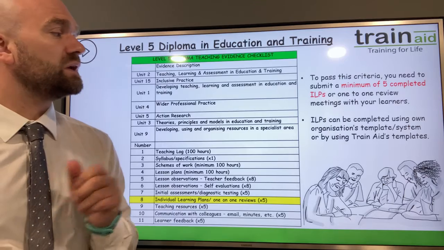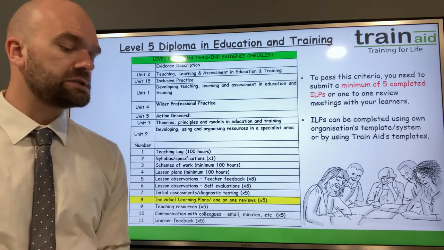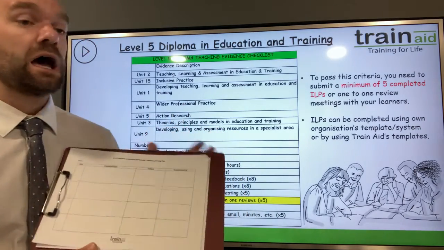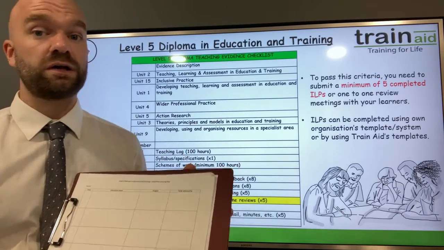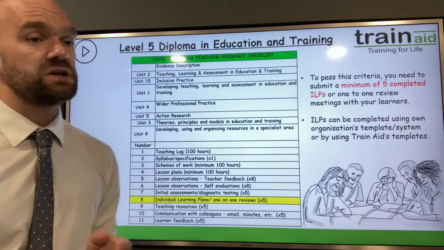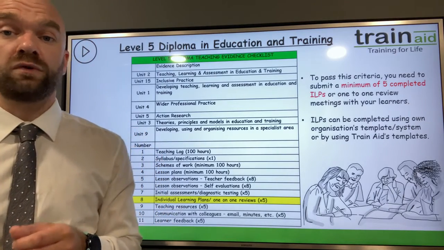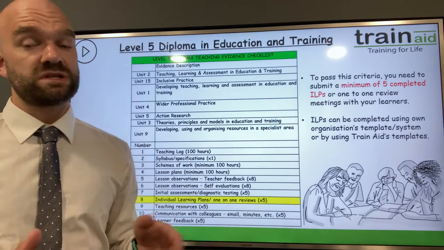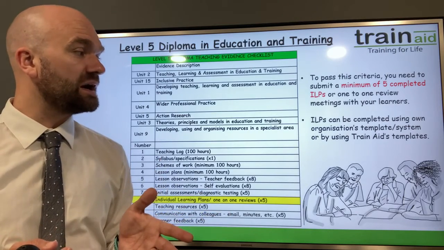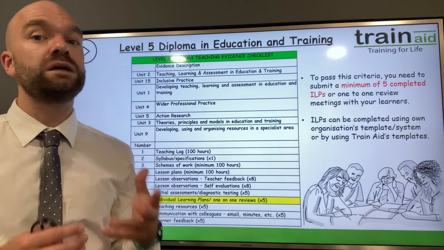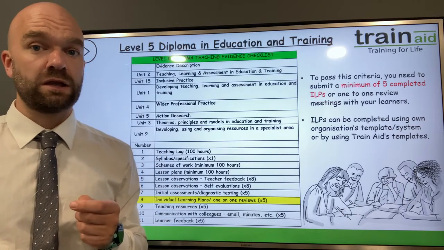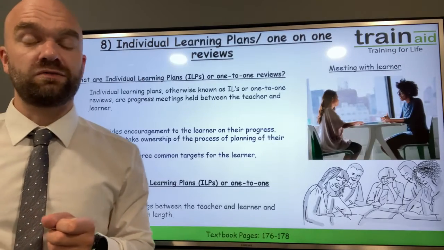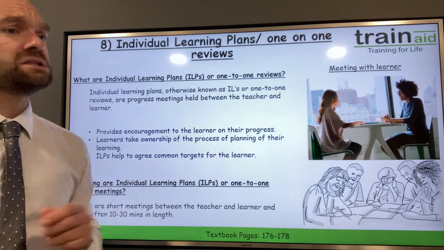And what you can do as well is you can of course use the TrainAid templates, okay? So you can here use the ILP template provided within your Level 5 joining instructions. That's absolutely fine. Or you can use your own organisation's ILP or individual review system as well. So you can perhaps take screenshots or photos of ILPs with a supporting document explaining a bit about how you use ILPs. That is absolutely fine. But we are going to break this criteria down into a lot more detail. And any questions, once again, please drop us an email or give us a call and we can give you lots of advice there. So what are individual learning plans?